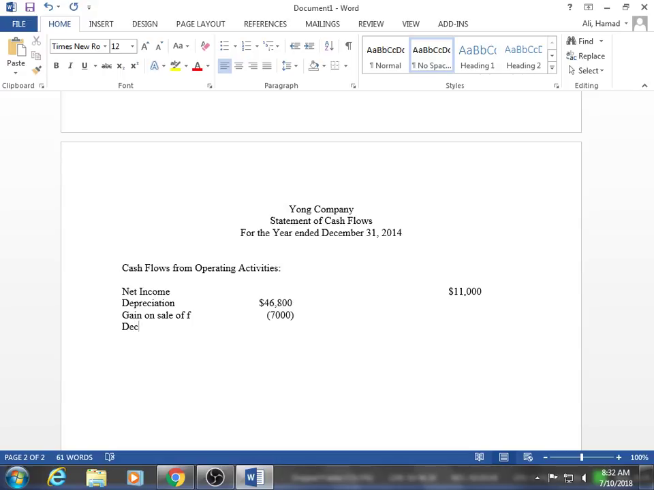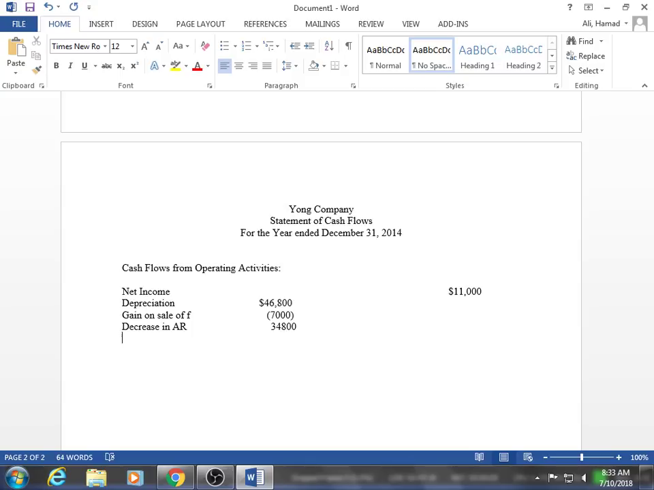Decrease in accounts receivable, by how much? Let's see. That's 200,000 minus 165,000, so 34,800. Is that positive or negative? Positive, it's an asset. Remember, opposite correlation. I was thinking about the liabilities. Correct, 34,800 positive.